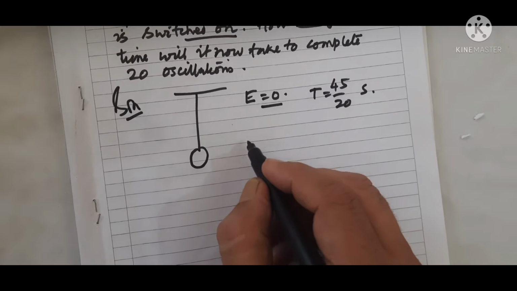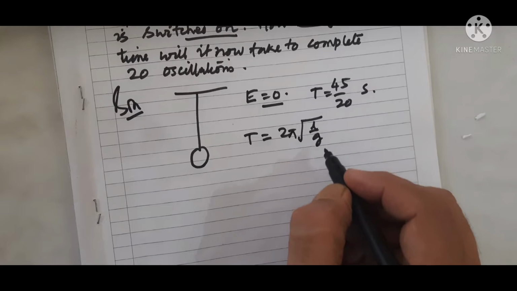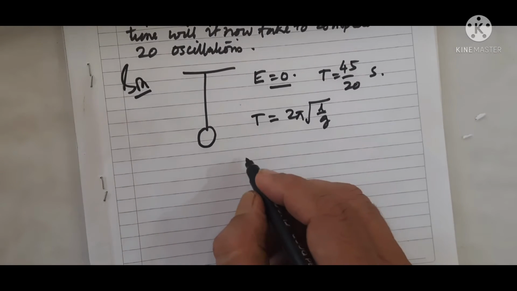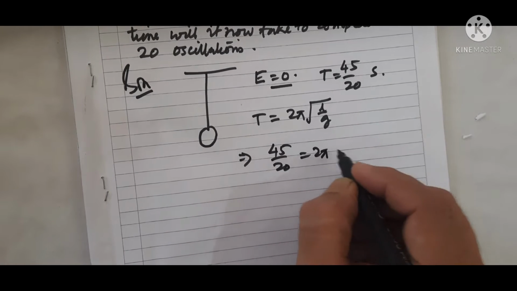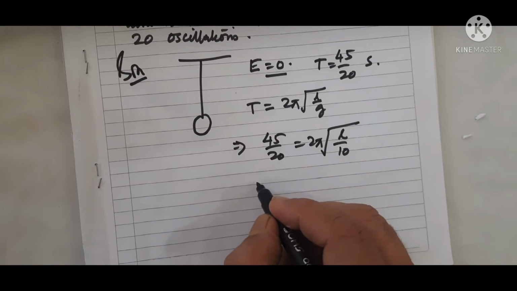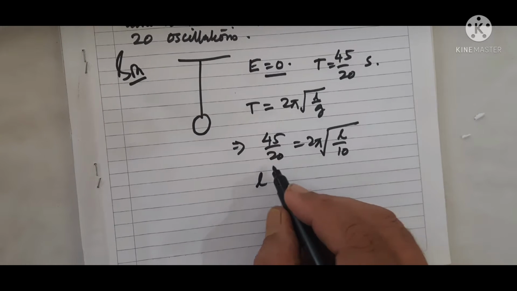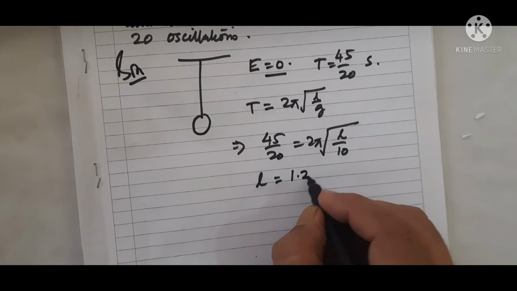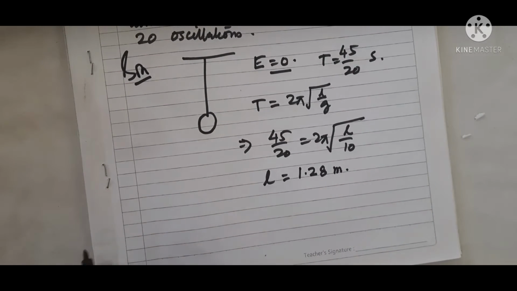We know the formula T = 2π√(L/g), taking g as 10 meter per second squared. So 45/20 = 2π√(L/10). By calculation, I am doing the calculation with the calculator, L should be around 1.28 meter. This is the first case.